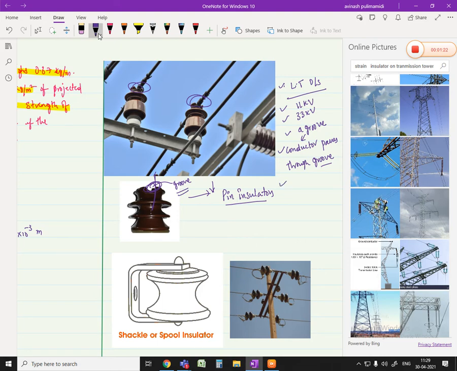So what type of material is it used with? Annealed wire. The conductor is tied with annealed wire. So this is generally the way of pin insulators.